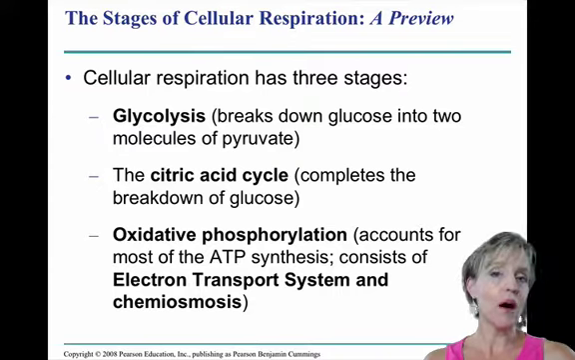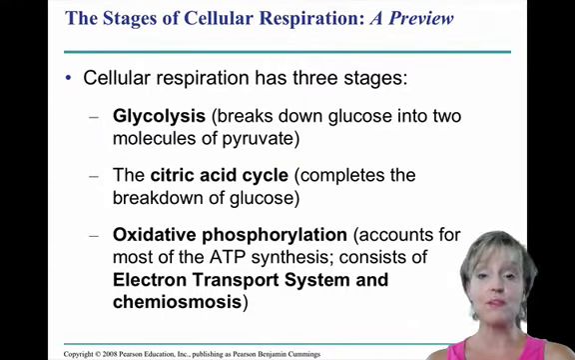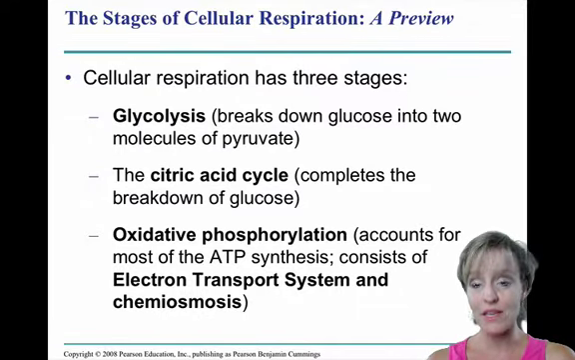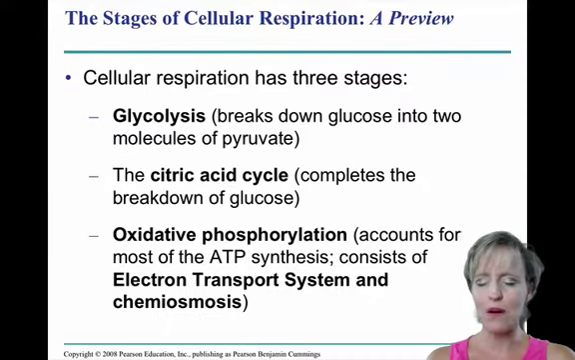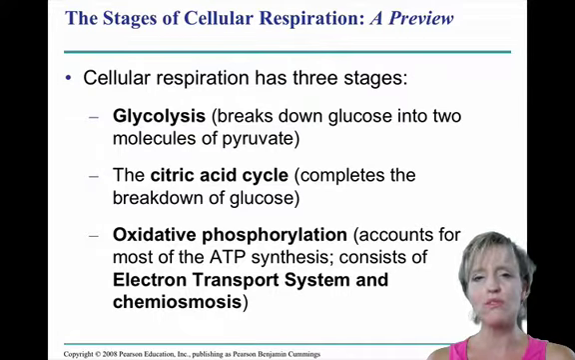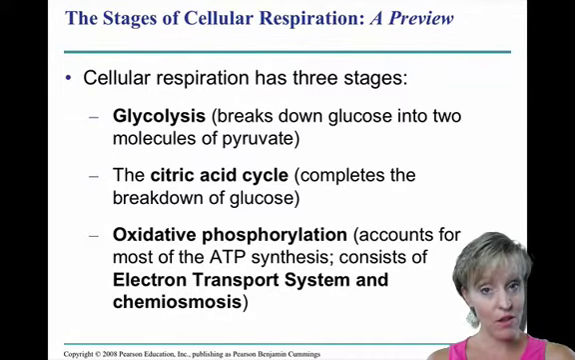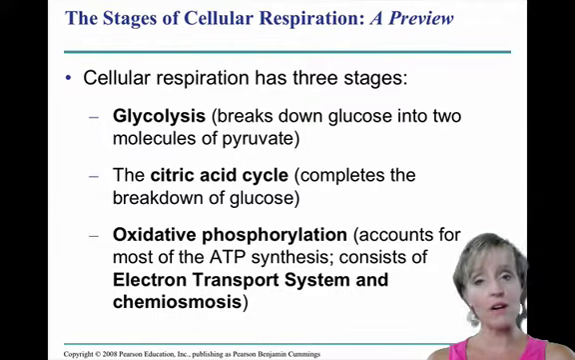If you remember from honors biology, aerobic cellular respiration has 3 stages. We have glycolysis, which breaks down glucose into pyruvate, sometimes called pyruvic acid. It depends on whether it's an ion or not. We'll just call it pyruvate. And glycolysis happens in the cytosol, and it does not require oxygen.